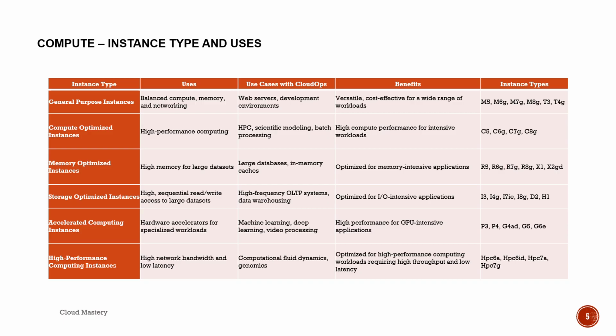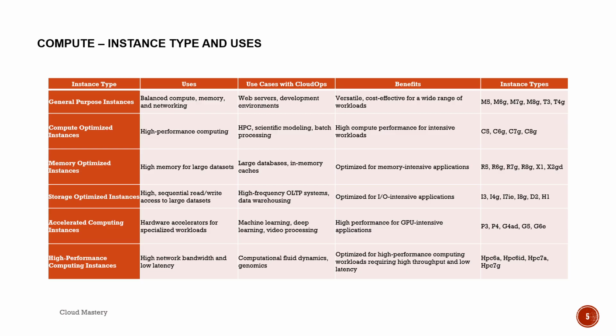The rest, whatever I mentioned here, is about storage optimized, accelerated computing and high performance computing. Please have a look at these use cases as well according to the client requirement. Like if you have a data warehousing application from the client, then you can propose storage optimized, which starts from the I series, D2 series, H1 series, from the input output intensive applications point of view.